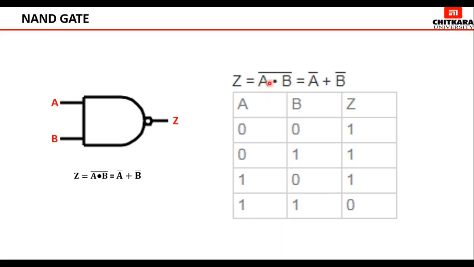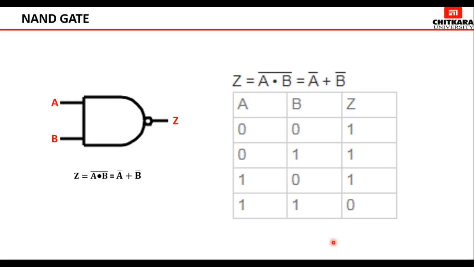When both the inputs are 1, 1 dot 1 is 1, and 1 complement becomes 0. Fine. So this was about the NAND gate. So far we have done the OR gate, AND gate, and NOT gate. Then we have done 2 combinations, that is the NOR gate and the NAND gate.